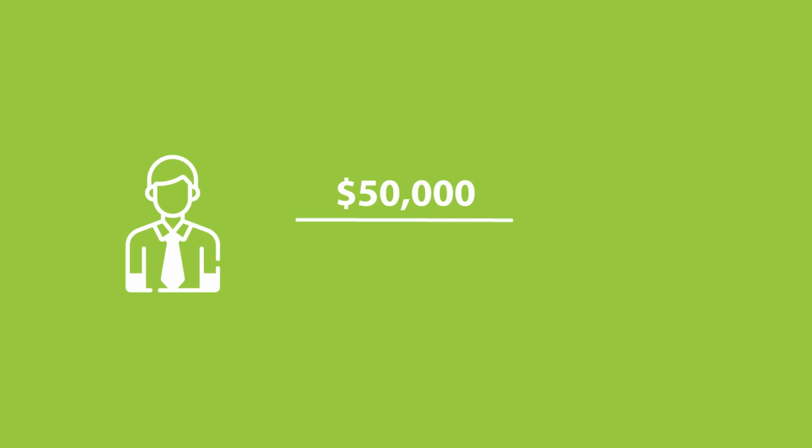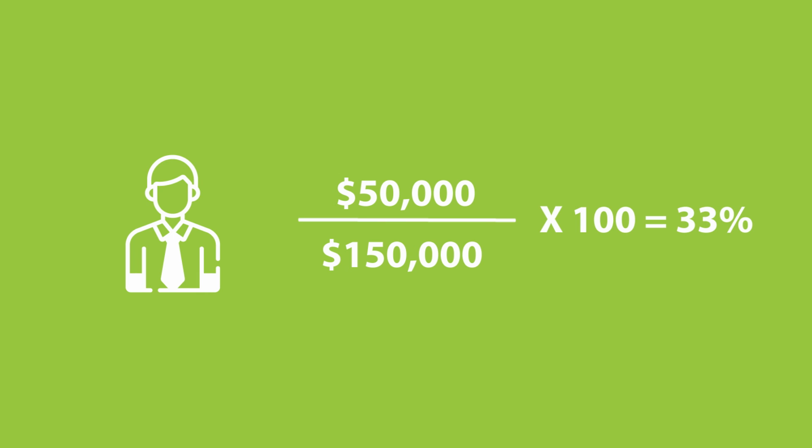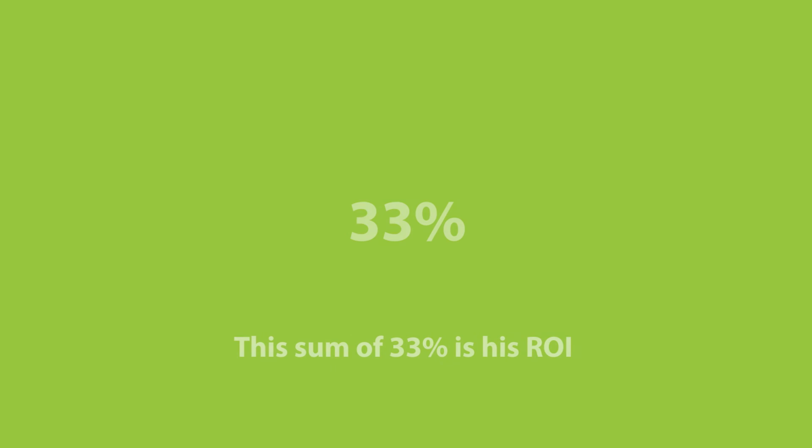To determine his return on investment, Jerry takes the net profit of $50,000, divides that by his total investment of $150,000, and then takes the sum and multiplies that by 100. This sum of 33% is his ROI.